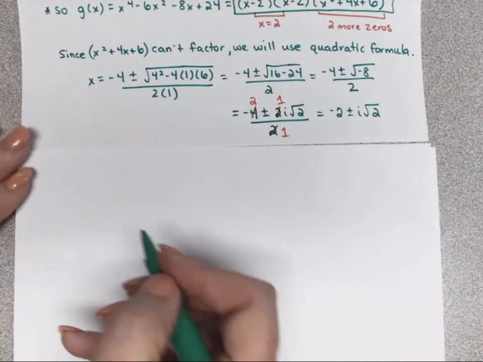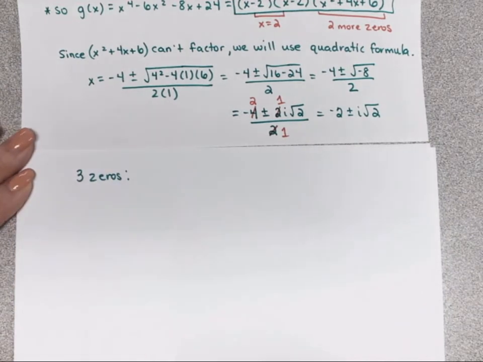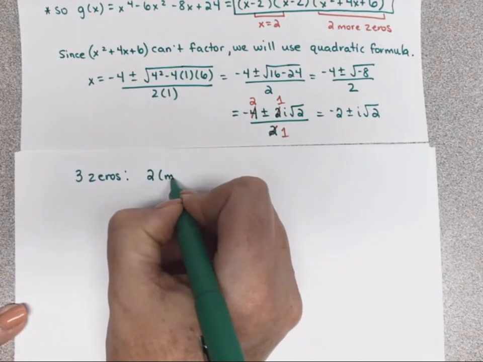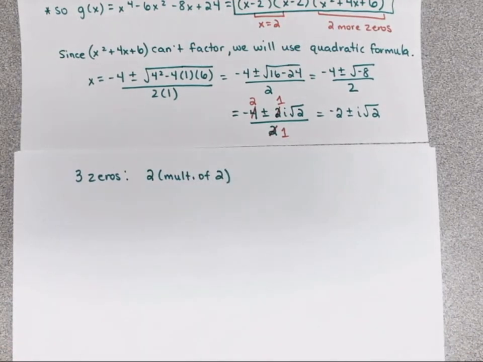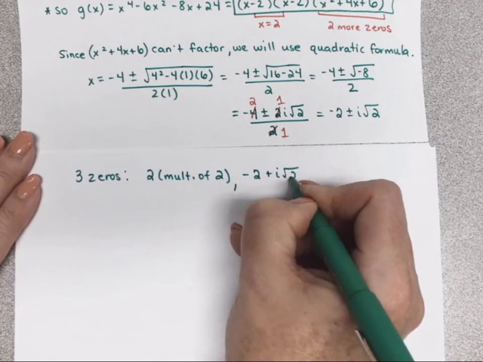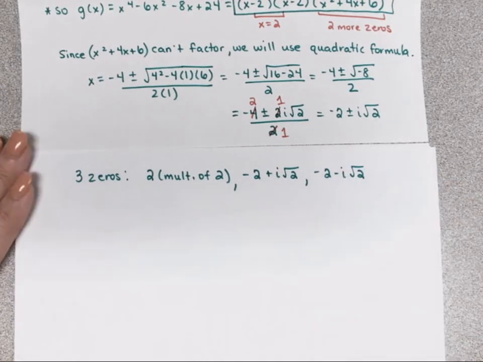So what are my zeros then? I actually only have 3 zeros. How come I only have 3 though? We got 2 twice, right? So let's write that. So we got 2, and it had a multiplicity of 2, right? So it kind of repeated itself. And then we have negative 2 plus i square root of 2, and we have negative 2 minus i square root of 2.